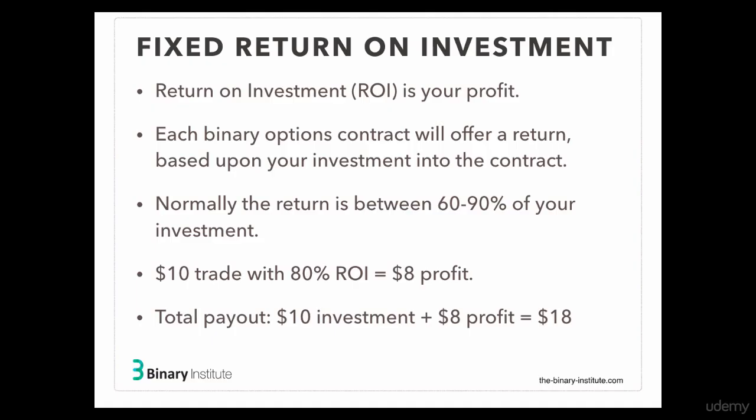Each binary options contract will offer a return based on your investment. Usually, it's anywhere between 60 to 90% of your investment into that trade. Of course, this depends on your platform and the contracts that are being offered. Now, what that means is if you place a trade for $10 on the Euro-US dollar, for example, and it has an 80% return, you will receive a profit of $8 should you win.